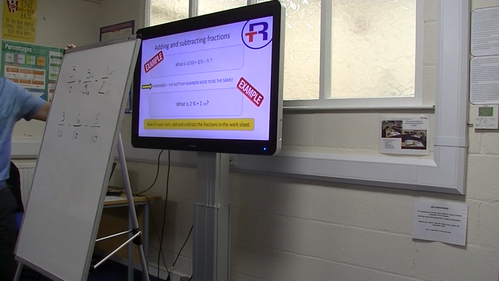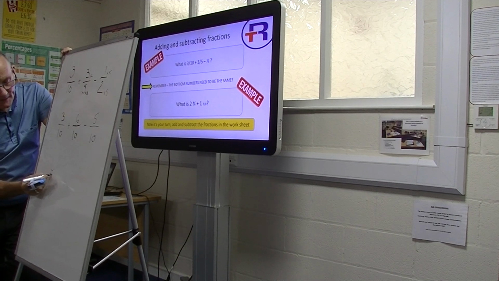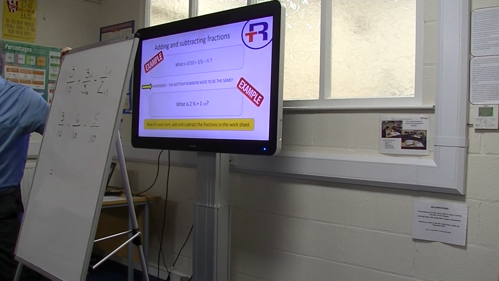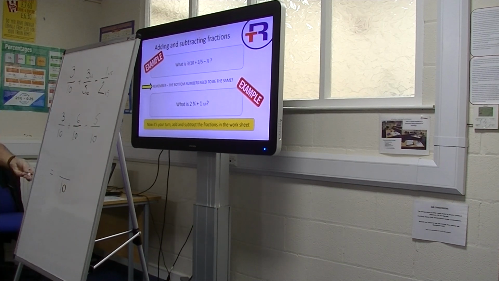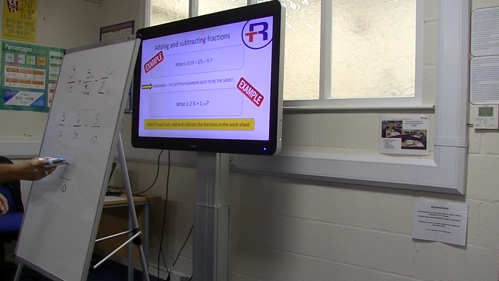Let's do the sum. When we're adding and subtracting fractions, the bottom number stays the same. We don't do 10 plus 10 minus 10, the bottom number stays as 10. All we do then is the sum across the top. 3 plus 6 is 9, minus 5 equals 4. And that's the answer to the question. 4 over 10. You can see we've learned the skill. All we're doing now is putting it into practice.